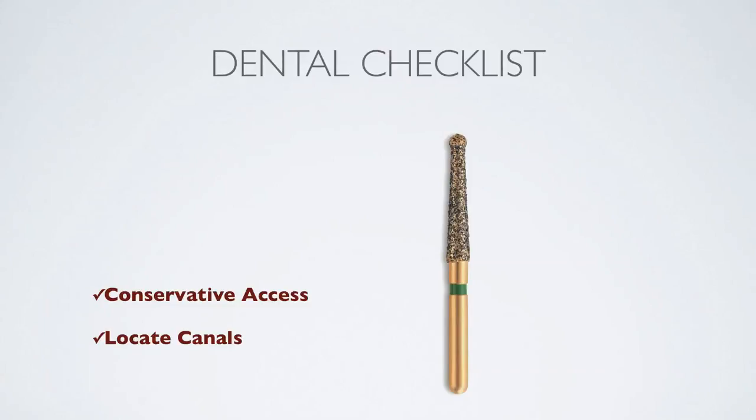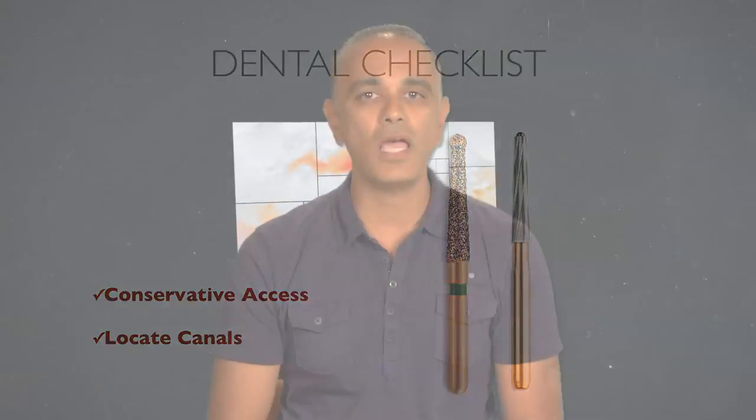I enlarge the access with the Endo Z burr shown here. I like this burr since it's non-end cutting and has a slight taper. This will result in ideal cavity prep when finished. At this time, I locate the canals with the DG16 Endodontic Explorer.